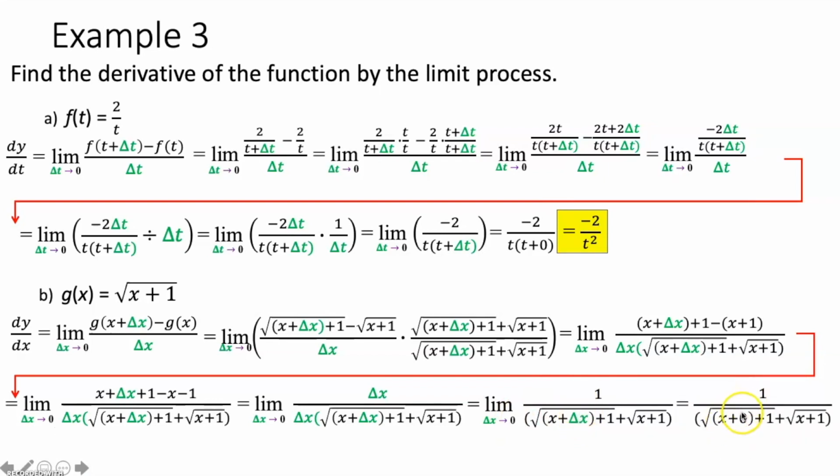x plus 0 is just x, plus 1 is x plus 1. So we end up getting radical x plus 1 plus radical x plus 1, which is 2 radical x plus 1. And you're done.